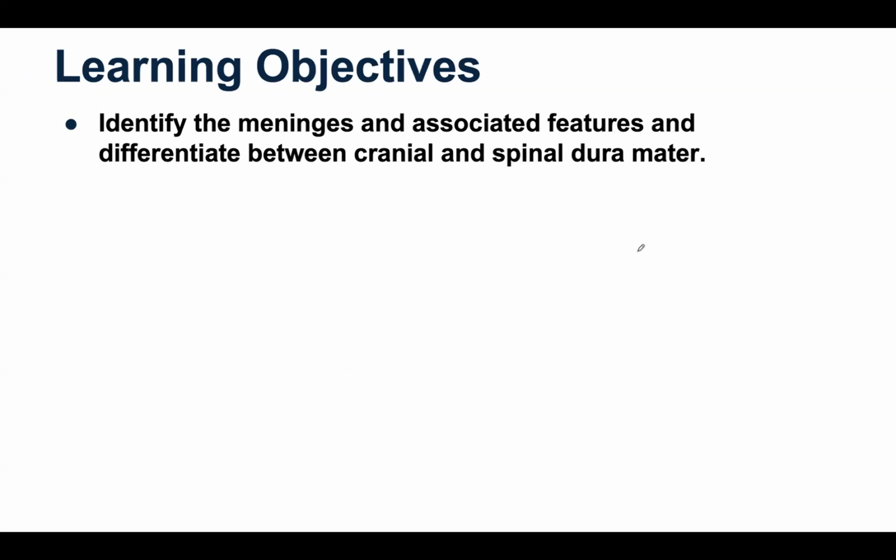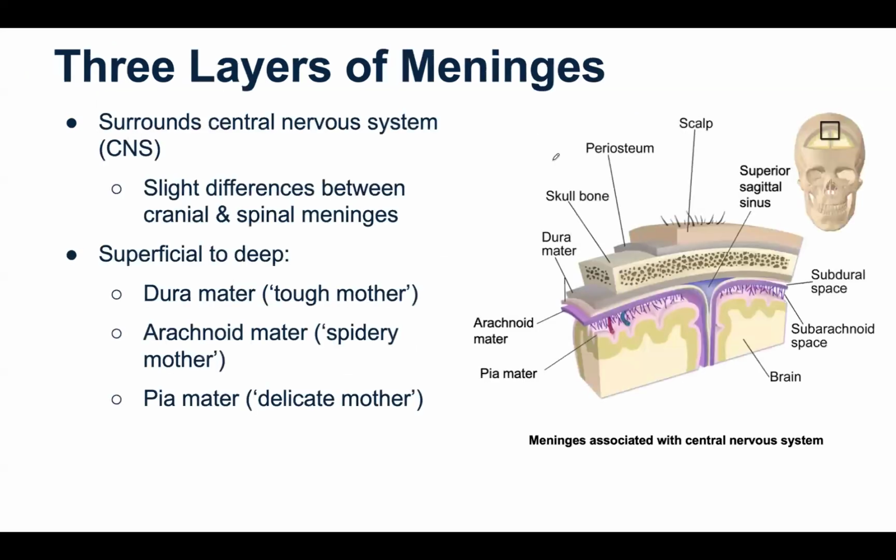So, we will not only identify the meninges, but we'll talk about their associated features and a little bit about the differences between the cranial and the spinal dura mater. Both will have dura mater, but there'll be some differences and specializations there. So much to do, so let's get right into it.